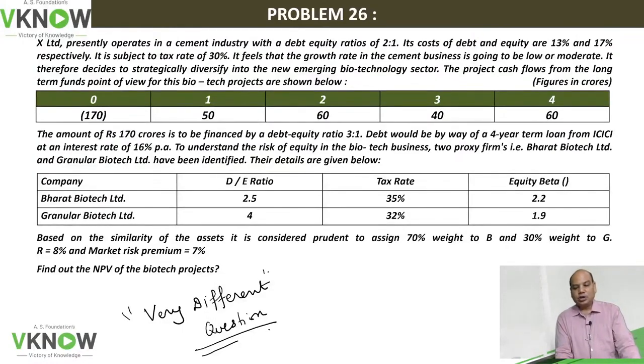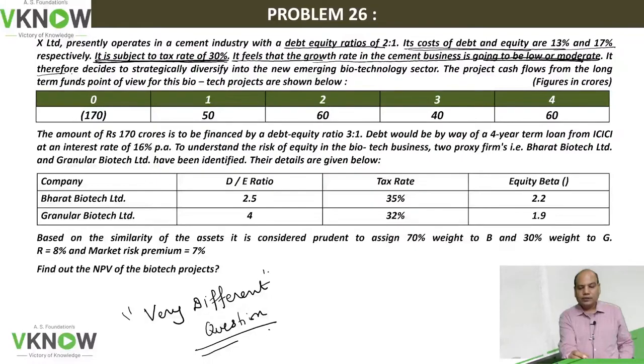X Limited presently operates in a cement industry with a debt equity ratio of 2:1. It consists of debt and equity. Cost of debt and equity are 13% and 17% respectively. It is subject to 30% tax rate. It feels that growth rate in cement company is going to be low or moderate. It therefore decides to strategically diversify into the new emerging biotechnology sector. Very good.